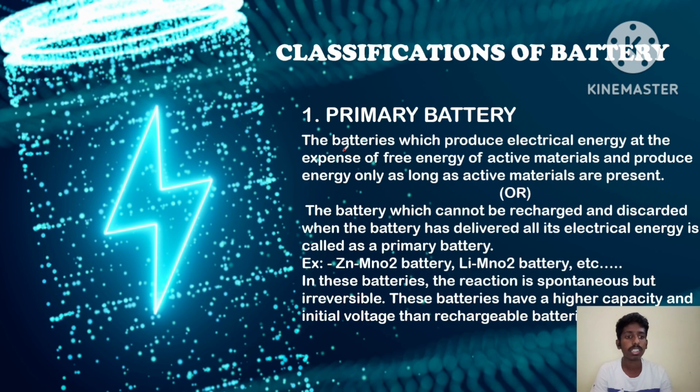Primary batteries are the batteries which provide electric energy at the expense of free energy of active material and produce energy only as long as active material is present. Or in other words, the battery which cannot be recharged and is discarded when it has delivered all its electrical energy is called a primary battery. Example: zinc manganese oxide battery, lithium manganese oxide battery, etc.